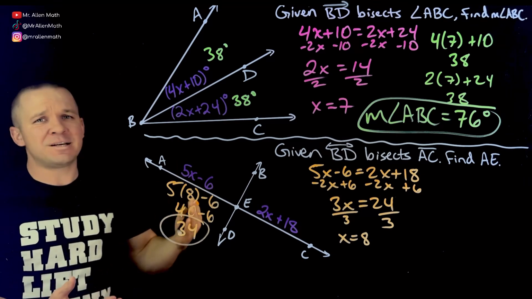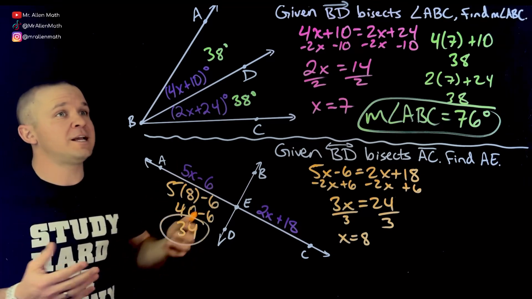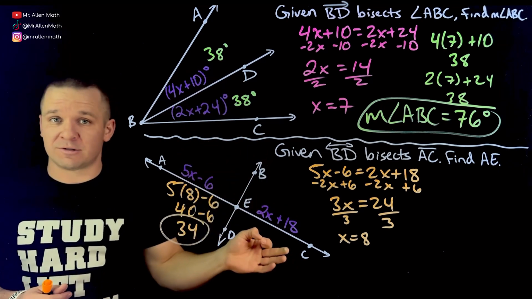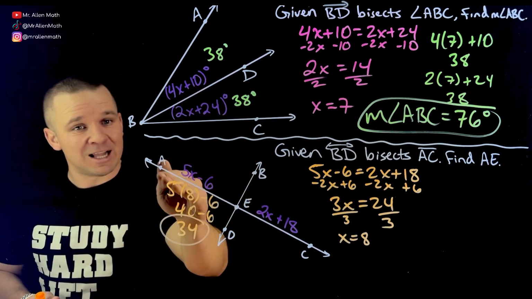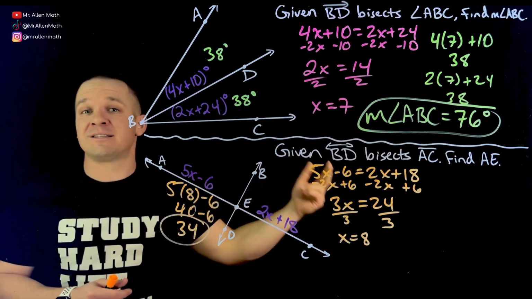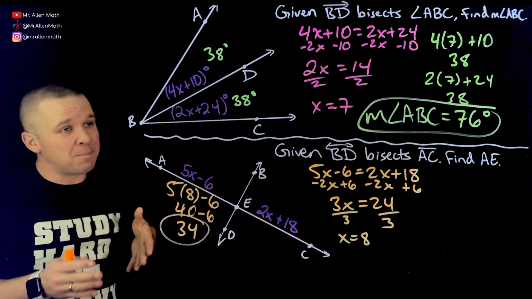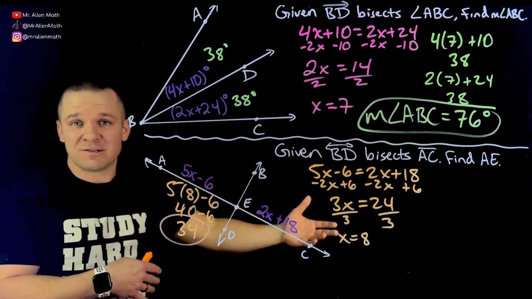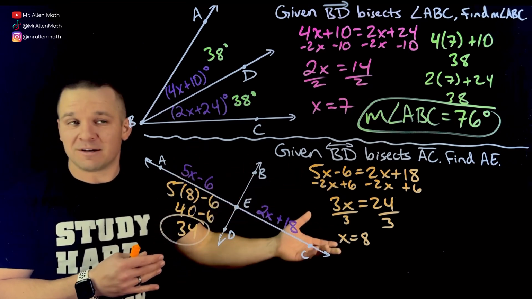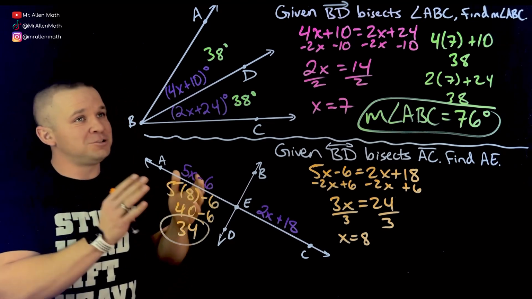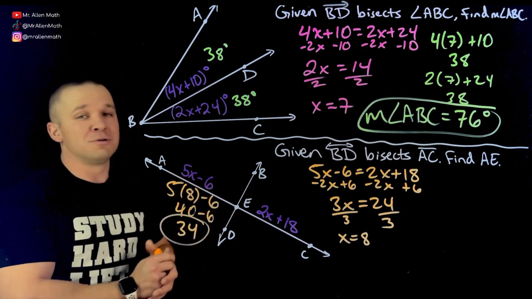All right, there it is. Bisecting splits it in half. In this case, we bisected an angle, so we get two congruent angles. If I bisect a line segment, I get two congruent line segments. Whatever I bisect, I get two of those. If I bisect a piece of pizza, I don't get two cookies. I get two pieces of pizza. So don't mix that up, especially when you get to proofs. Bisecting an angle, two congruent angles. Bisecting a segment, two congruent segments.